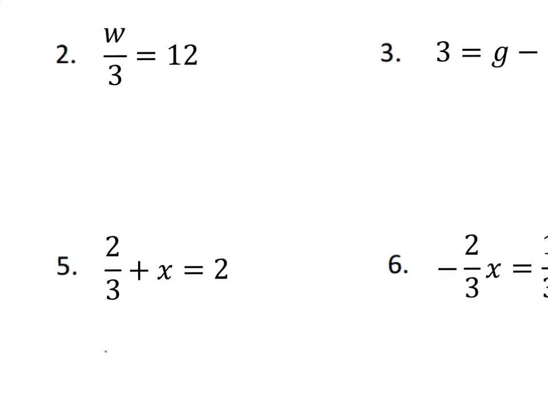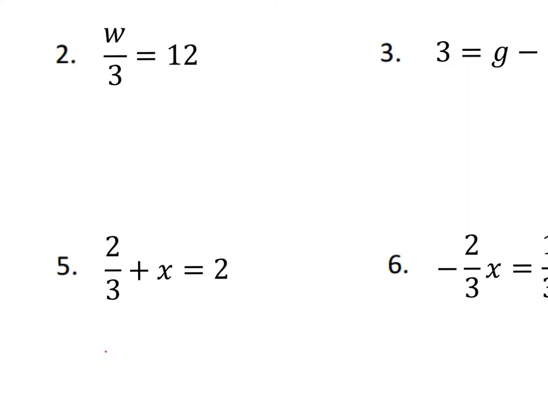All right. Here we go, number 2. We have w over 3 in fractional form equals 12. When I write something as a fraction, what does that mean mathematically? Something we get confused with at times. Well, this represents division. So when I have w divided by 3, this represents division.